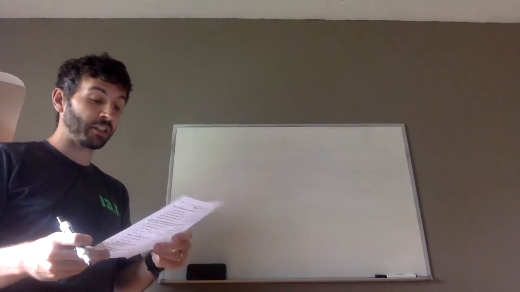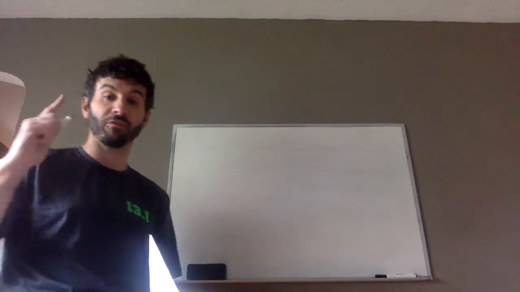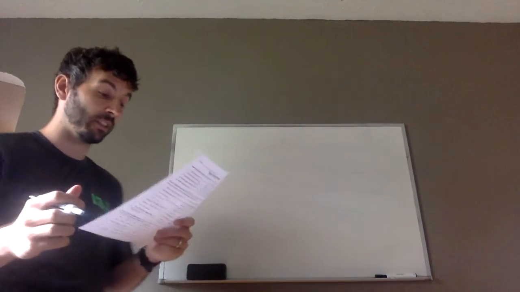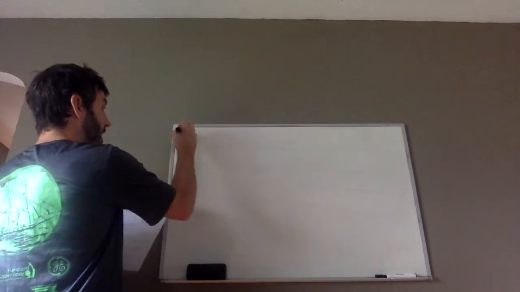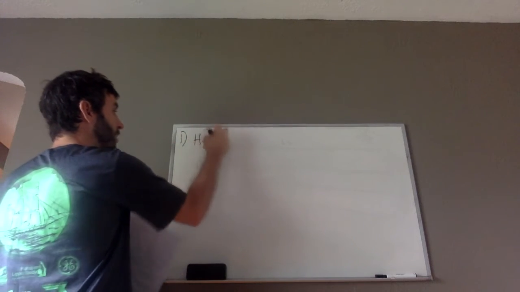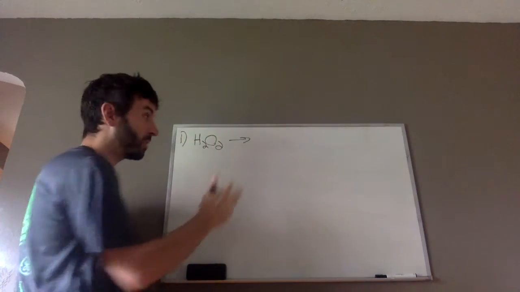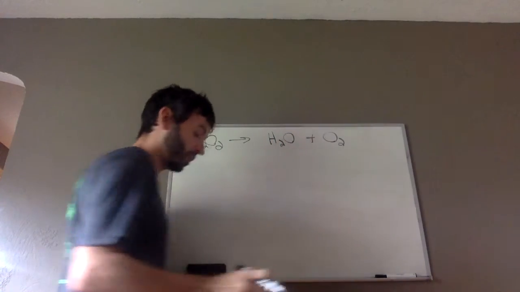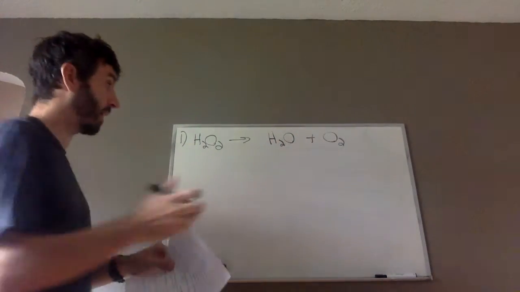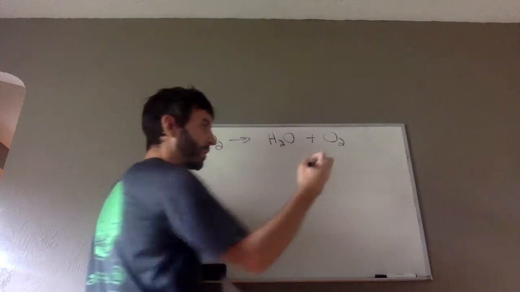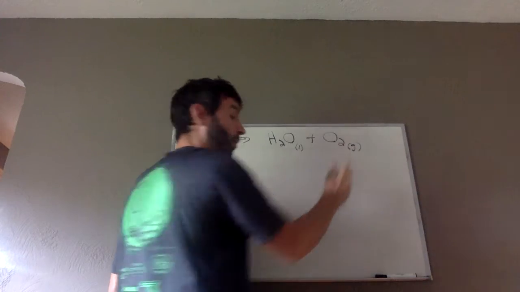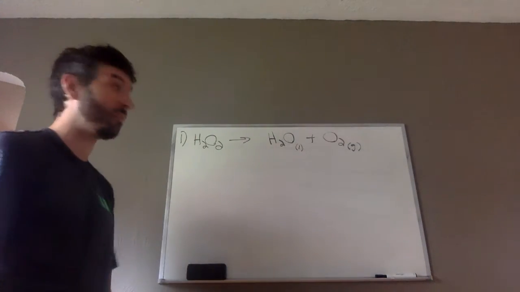Okay, last section is section 4. This is where you have to write an equation, balance it, and then identify what type of reaction it is. Okay, so the first one says hydrogen peroxide, which is H2O2, decomposes into water and oxygen gas. Let's just put the whole thing together because it says liquid water, so I'm going to put an L there, and gaseous oxygen. Remember, those subscripts tell you what the state of matter is.